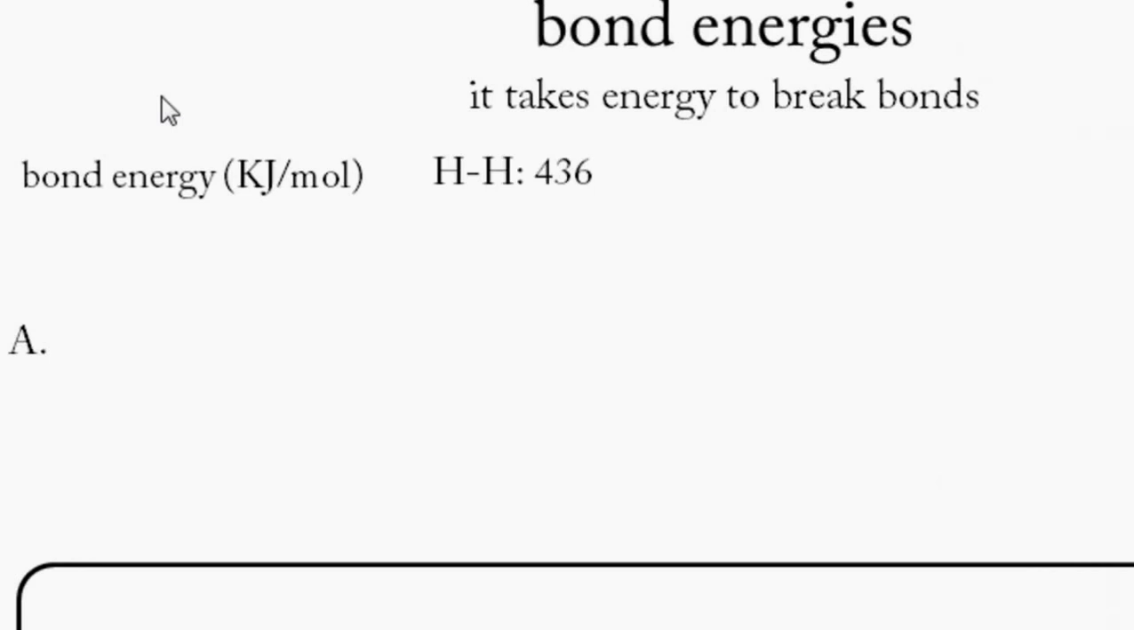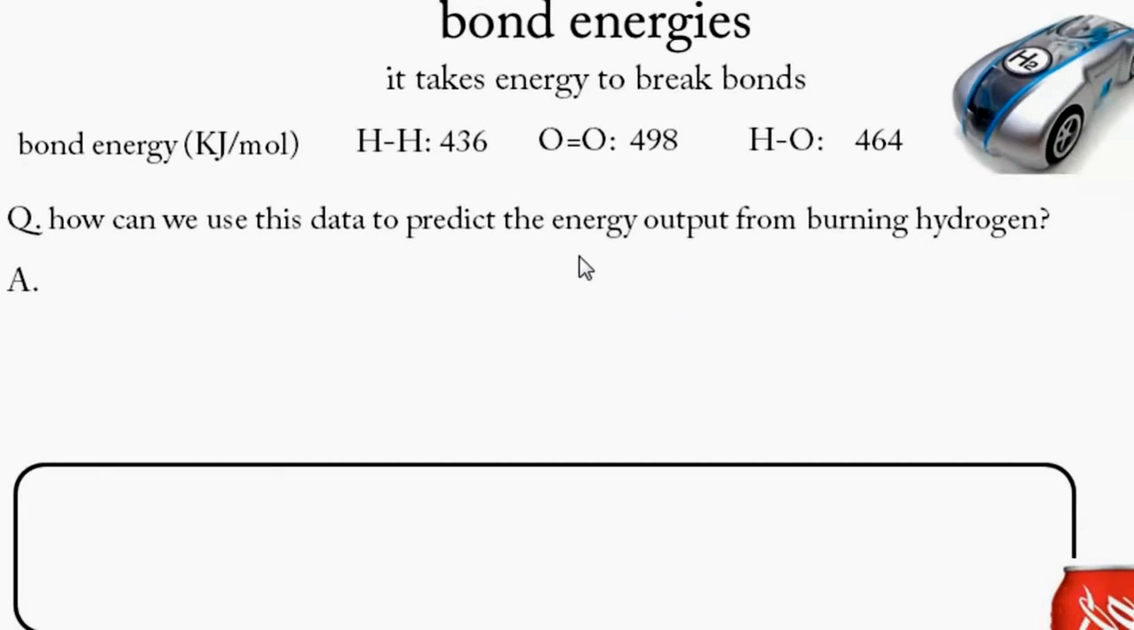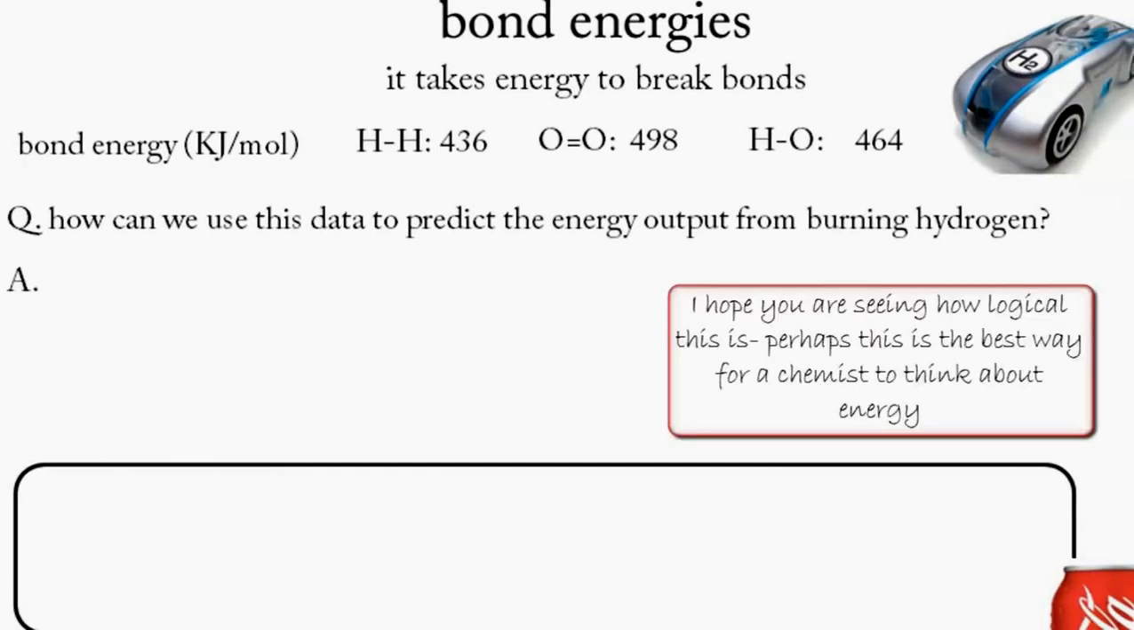Let's keep going. Okay, let's give some bond energies. For hydrogen, oxygen, that's the bond energy of both of those bonds, that double bond, and the oxygen and hydrogen bonds. So they have various strengths. Not surprisingly, the double bond is the strongest. Let's use this data to predict the energy output from burning hydrogen.